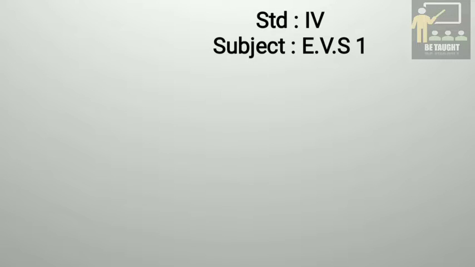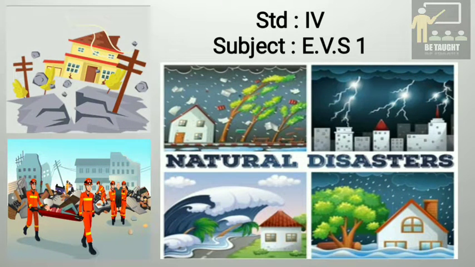Today in E.V.S. 1 for Standard 4, we are going to learn a new lesson. Natural disasters. A natural disaster is a major adverse event resulting from natural processes of the earth that causes great damage or loss of life. That is the meaning of natural disasters.